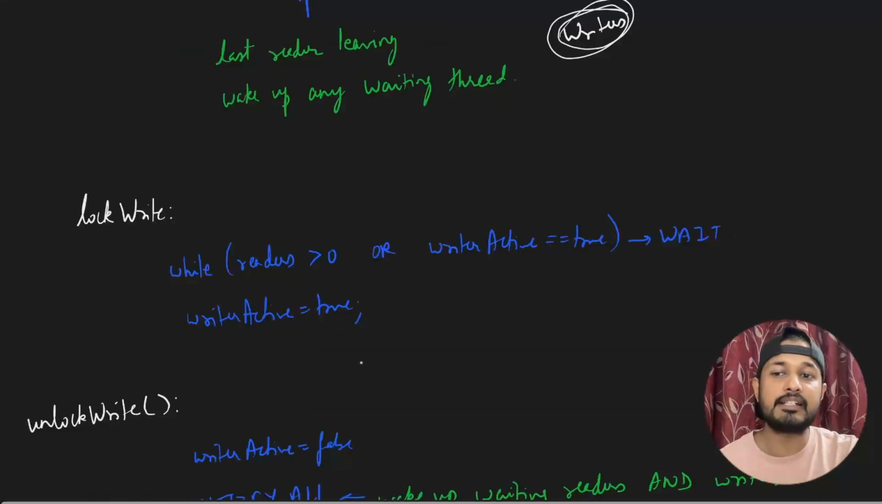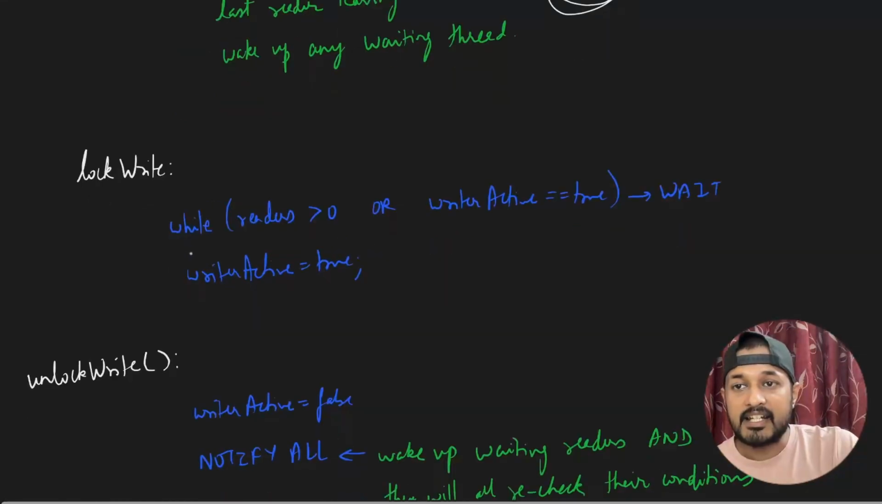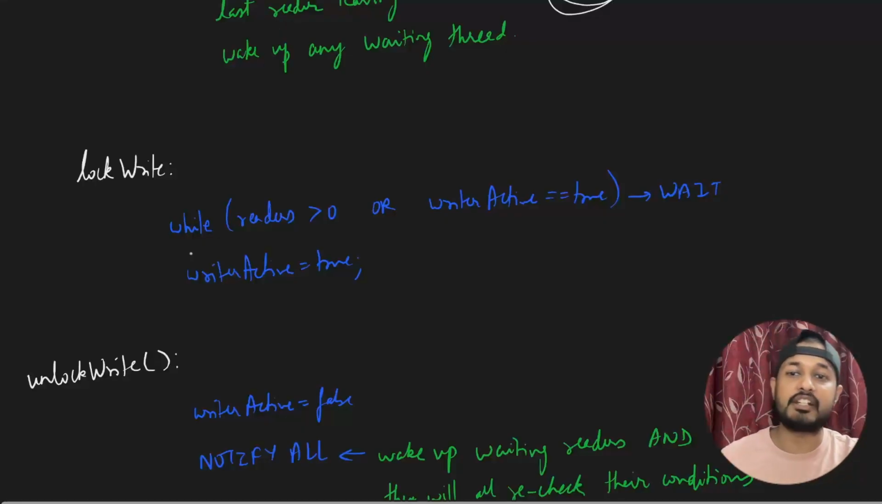Correct? So how will our writer lock look like? A writer wants to enter. Now this is very strict. When is it not safe for a writer to enter? It is not safe for a writer to enter in 2 cases. If any reader is active, that means the reader count is greater than 0, or another writer is writing, meaning writer active is true, right? If that is the case, then we will wait, or else that particular writer will go ahead, set the writer active variable and acquire the lock and start writing.